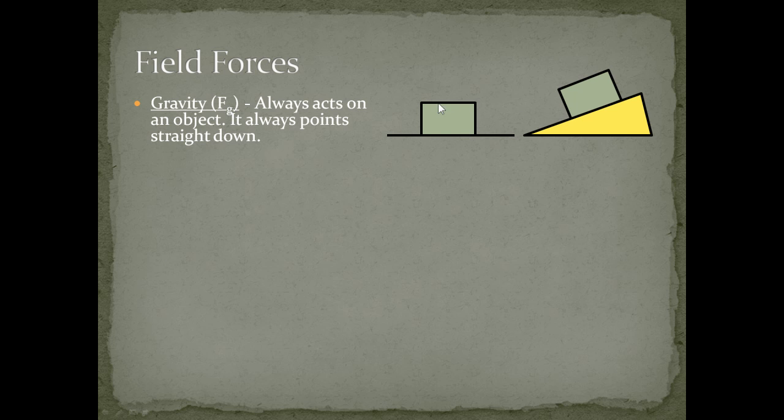Now in this scenario, I have a block that's on a horizontal plane, and then I have another block that's on an inclined plane. If I were to draw my force vectors on these blocks, they're going to point straight down. I also want you to take a look at the magnitude of the force vector when the object is on the horizontal plane. Because when I draw the force vector of the same object on an inclined plane, it's going to be the same size. It's going to point straight down towards the center of the earth. So no matter where the object is located, as long as it's on Earth, the force of gravity is always going to be the same, and it's always going to point straight down.